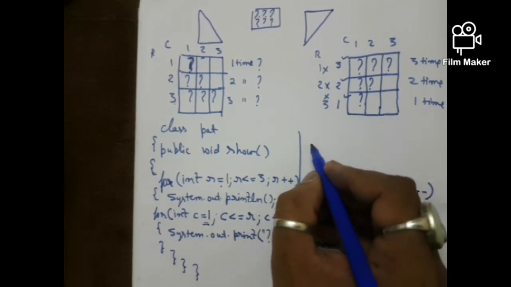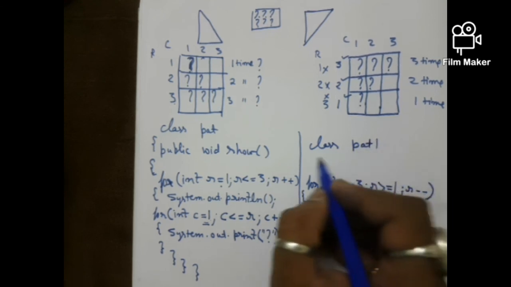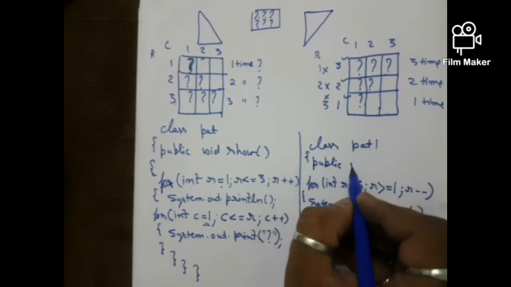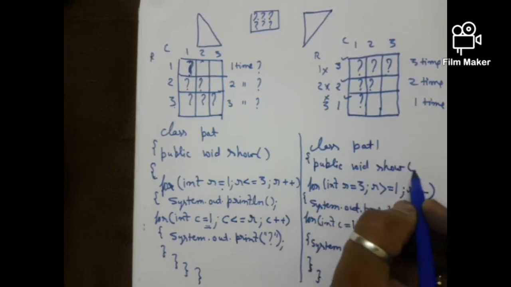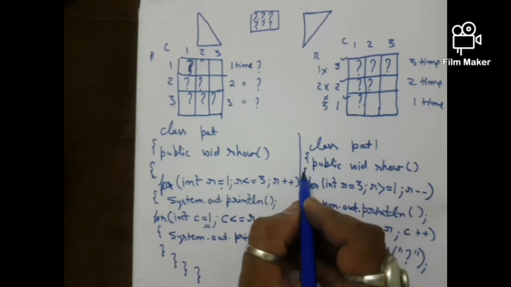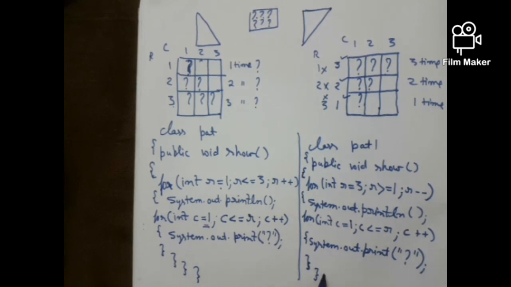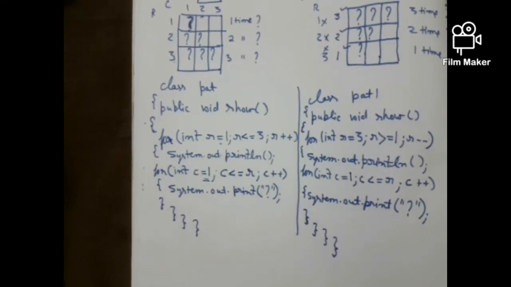Then I'll put a class, say pat1, if I name it differently this time. So public void show. All right, students. Now I write the opening brace of this function. And after that I close the function and then I close the class. I hope everybody has understood it well. Thanks everyone.